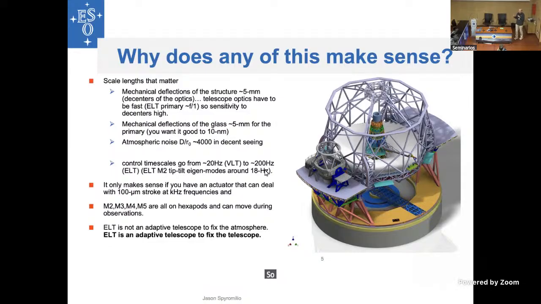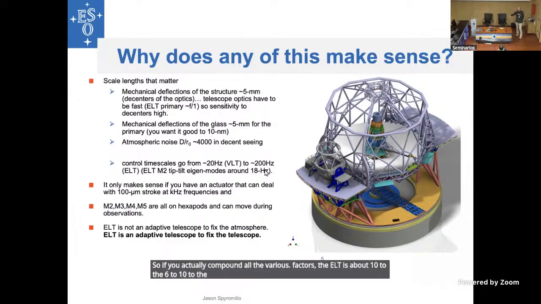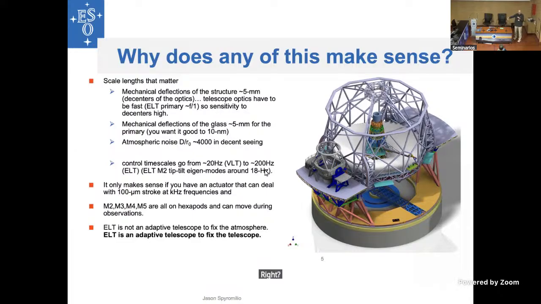If you compound all the various factors, the ELT is about 10 to the 6 to 10 to the 8 times harder than an 8 meter. The time scales are at kilohertz. The deviations are in millimeters, not in microns. So you compound all of these things, and this becomes a dynamic problem. The bottom line is, it's an adaptive telescope, an adaptive telescope to fix the telescope.